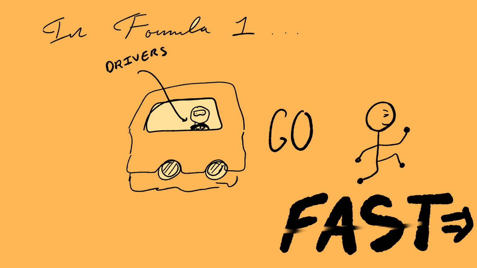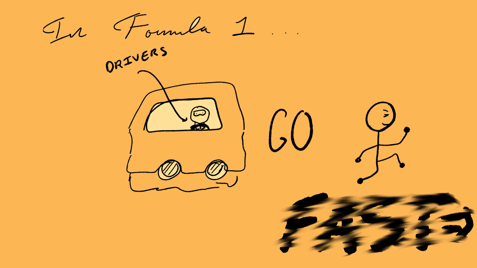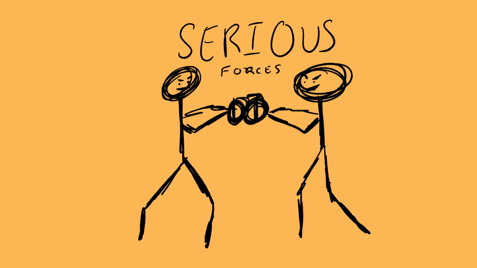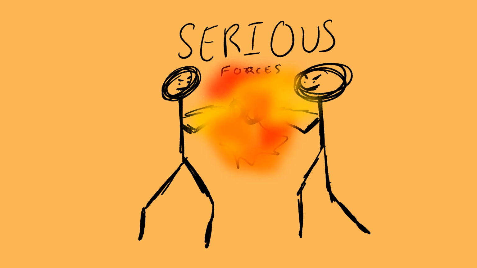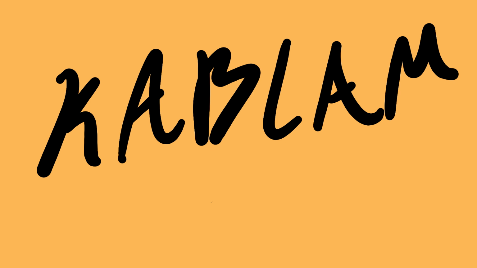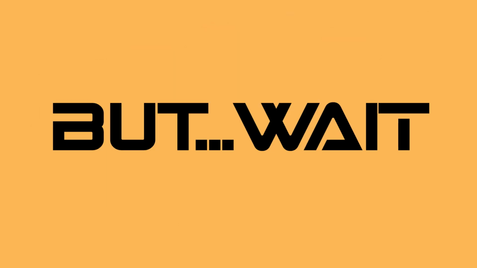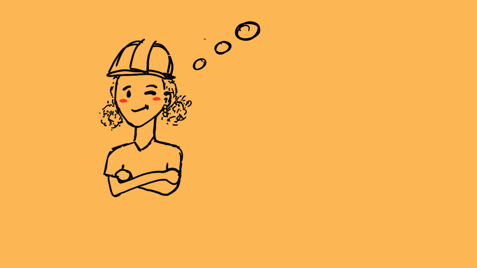And when they go fast, that can lead to a lot of serious forces acting on each other, which can lead to collisions like, kablam! If we don't get those forces into check, they can lead to some serious reactions. But wait, even when these things happen, us as engineers keep these things in mind when designing an F1 car.